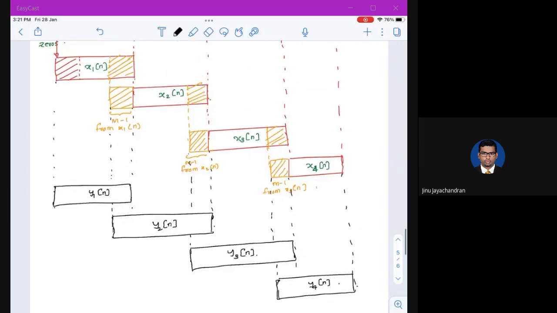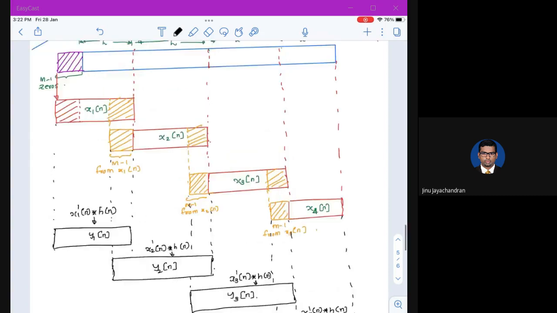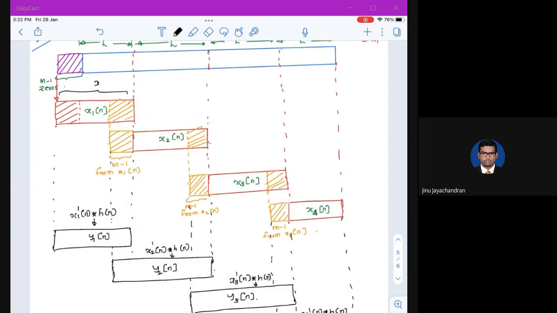Where y1 of n is x1 of n convolution h of n, x2 of n convolution h of n is y2 of n, x3 dash of n convolution h of n is y3 of n, and x4 dash of n convolution h of n is y4 of n. So this complete block is called x1 dash of n. Similarly, this complete block is called x2 dash of n, this is x3 dash of n, and this is x4 dash of n.